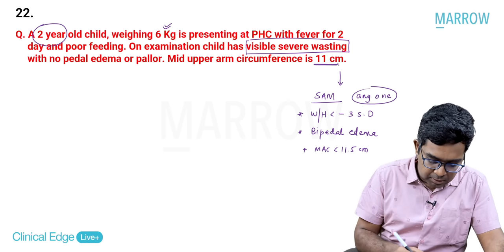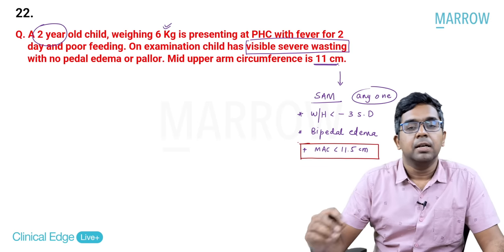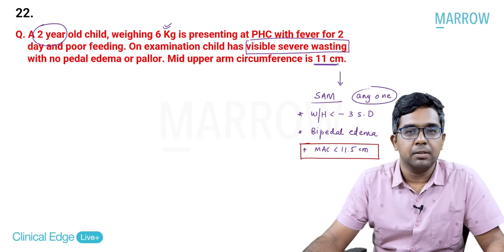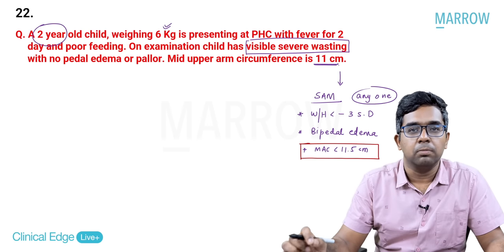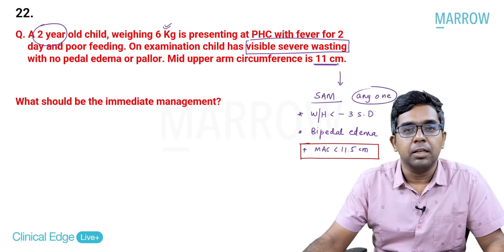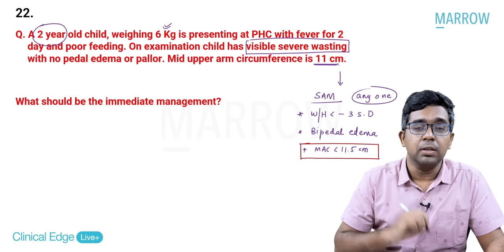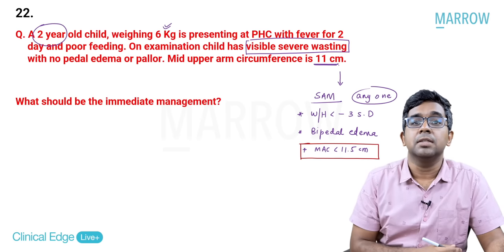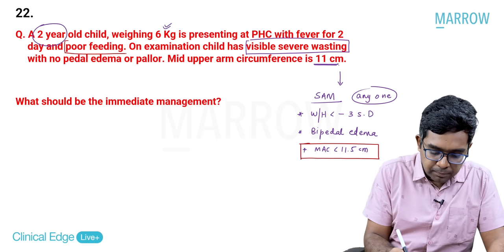In this particular child, we have the evidence in the form of MAC, mid-arm circumference, less than 11.5 centimeters. It's only 11 centimeters in this child. So for all clinical purposes, this child is having severe acute malnutrition. Now the question is, what should be the immediate management of this child? Remember, you are seeing this child in a primary health center. Can you manage this child in the PHC itself? It is possible. However, there is one thing which tells you that you should not manage at this PHC level. What is that? It is poor feeding.